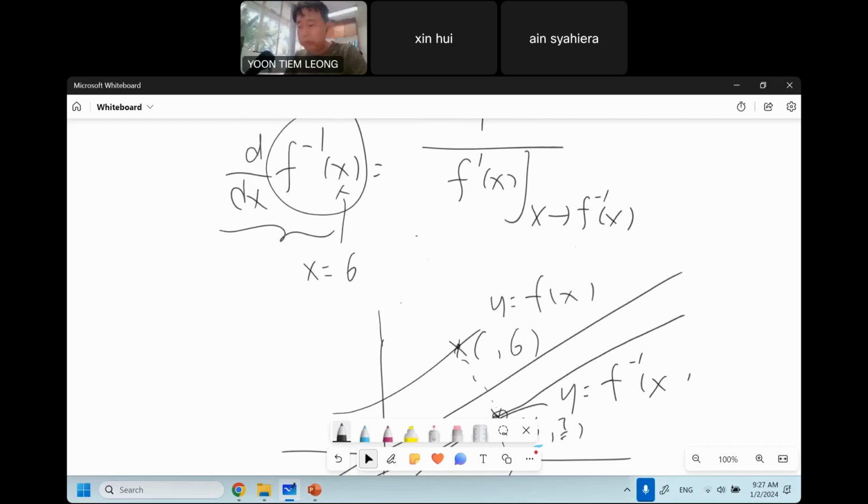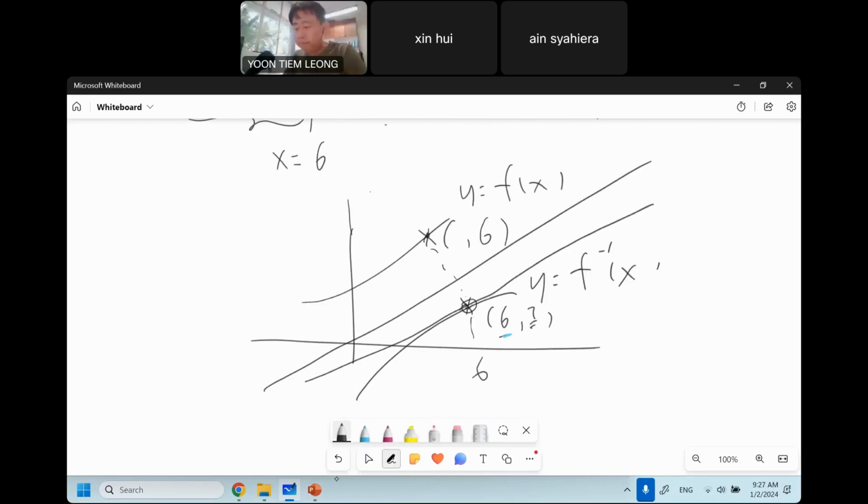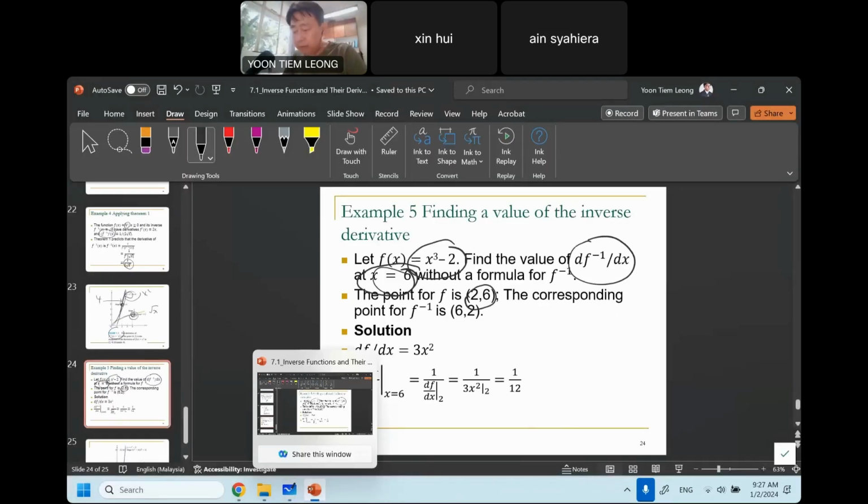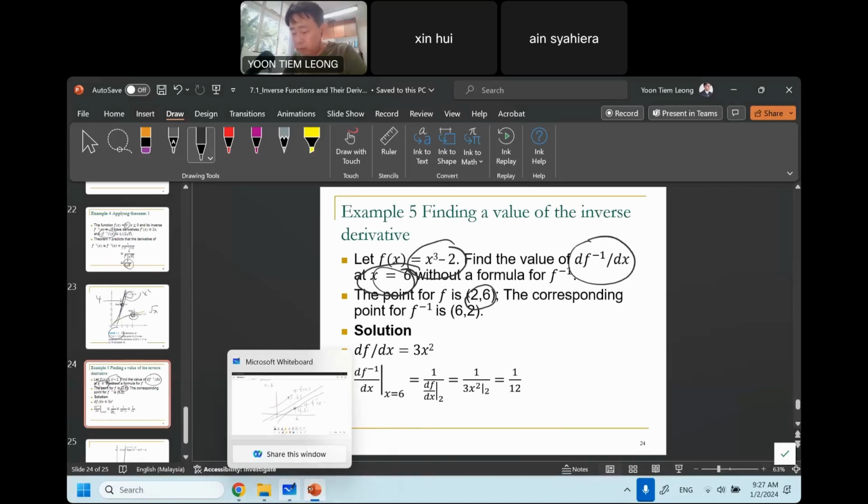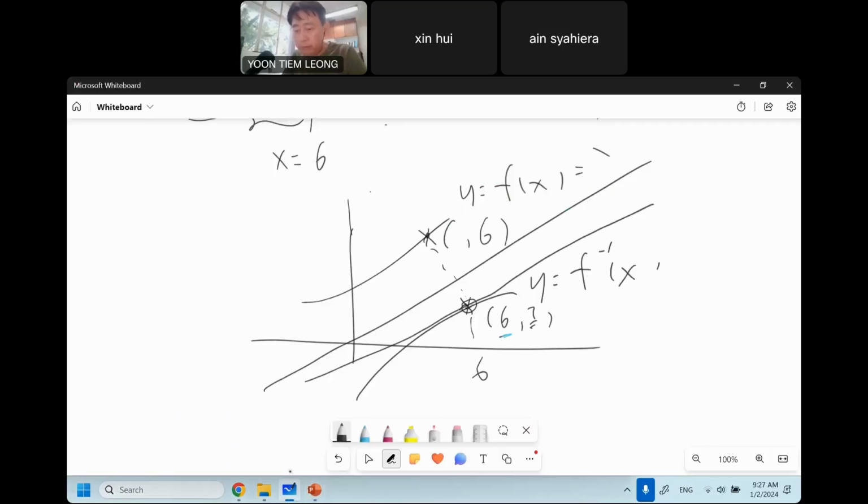So here you are given the fact that the function is x cubed minus 2. So this is x cubed minus 2. So if you know this value, which is 6, can you calculate this value? So this value can be easily calculated because you know what the function is. So let us try to calculate the coordinate of this point that sits on the function f(x).